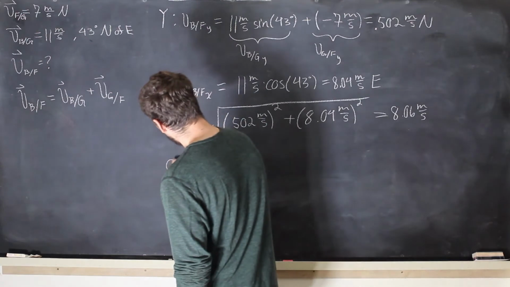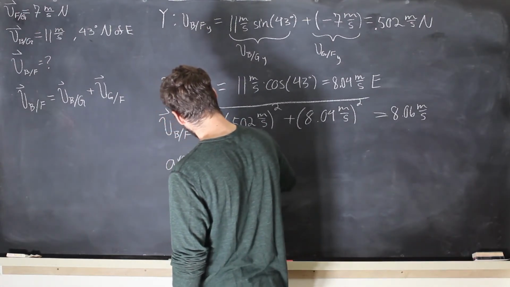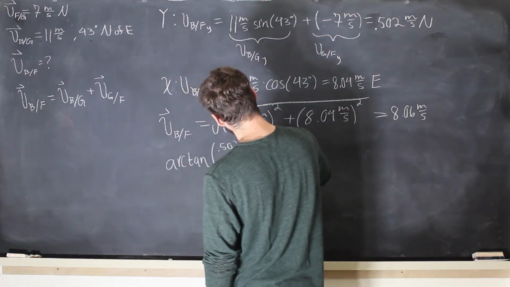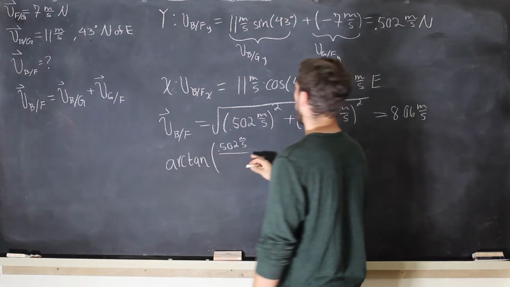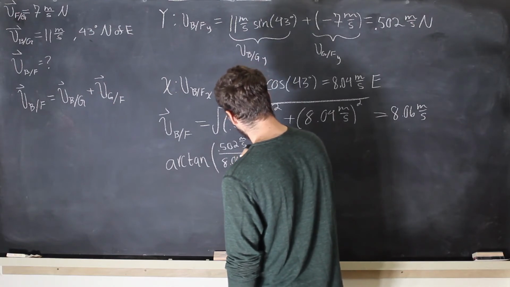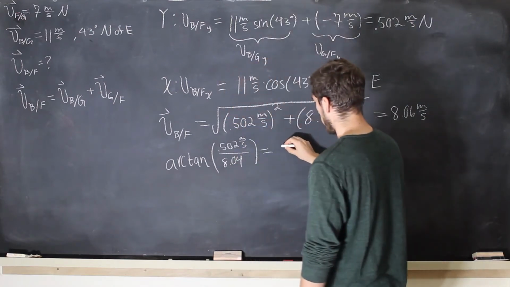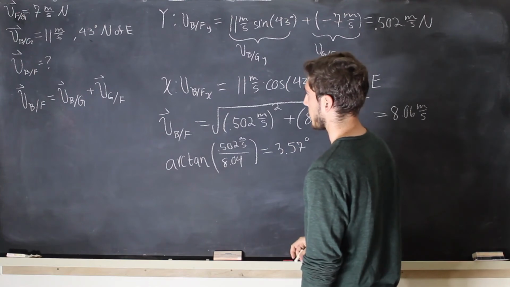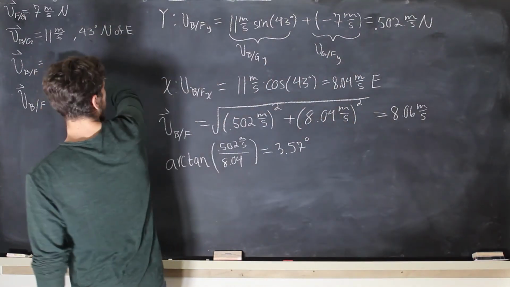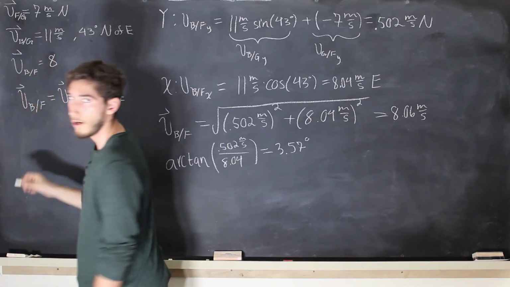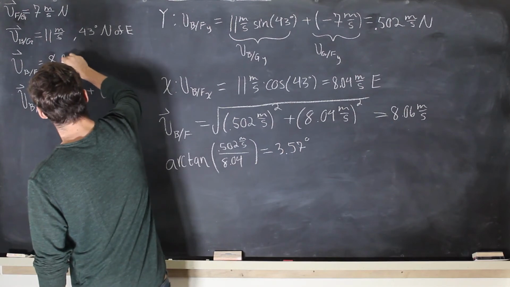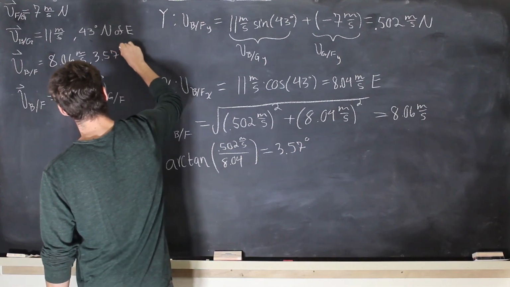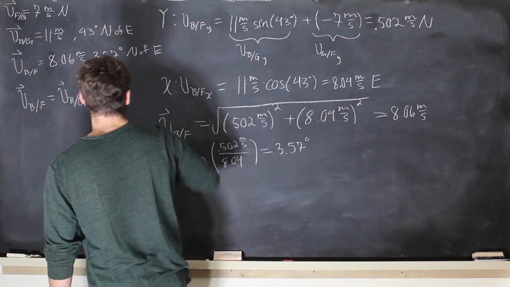But a vector is not only a magnitude but also a direction. So our direction, or our angle, is going to be rise over run. So it's the arctan of the rise over run, 0.502 over 8.04, and it's going to be equal to approximately 3.57 degrees from the x-axis. So our velocity vector of the ball in the frame of reference of our friend is going to be 8.06 meters per second, 3.57 degrees north of east.